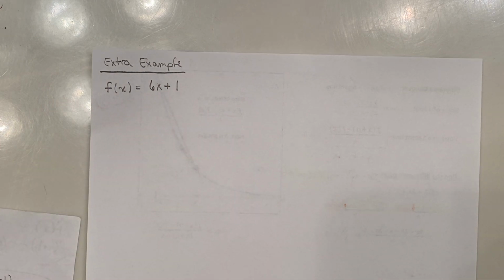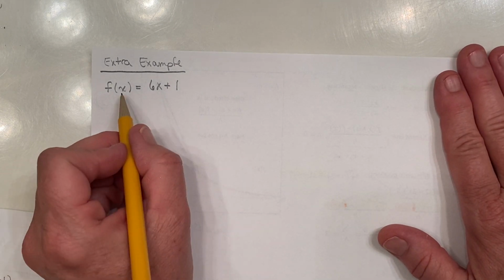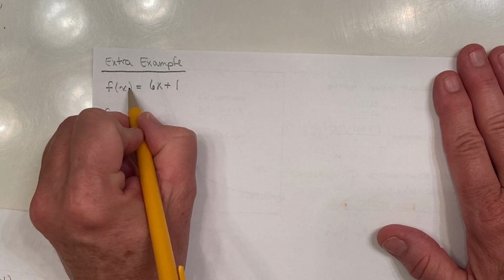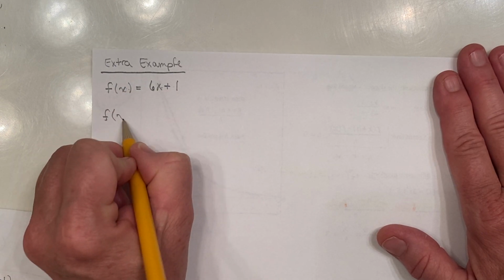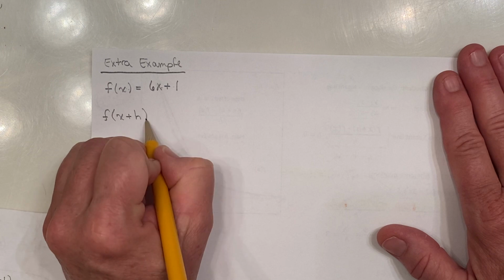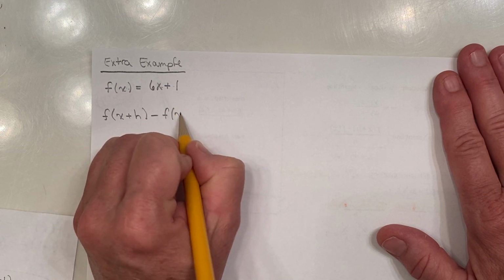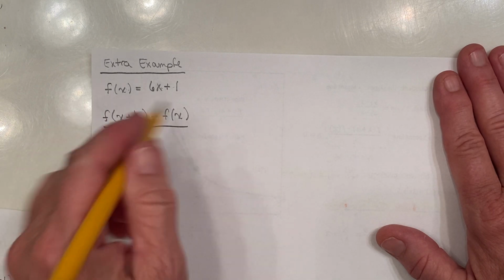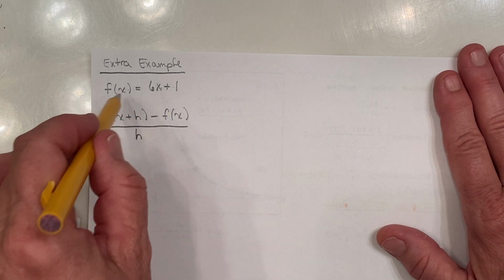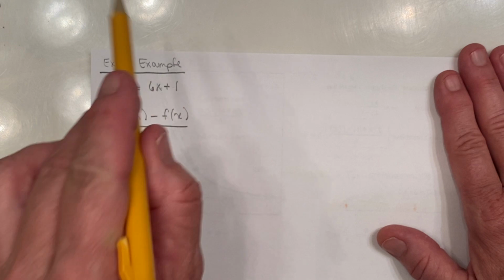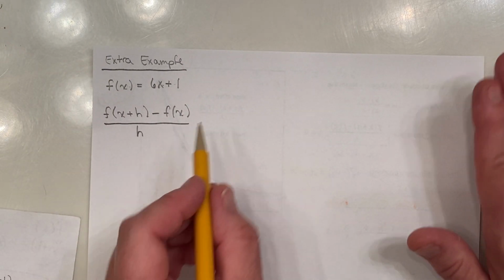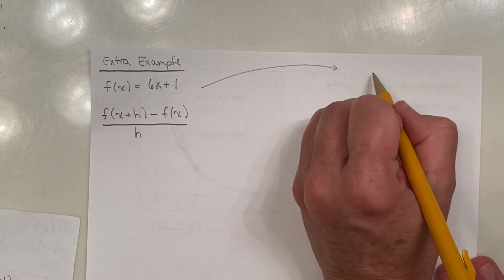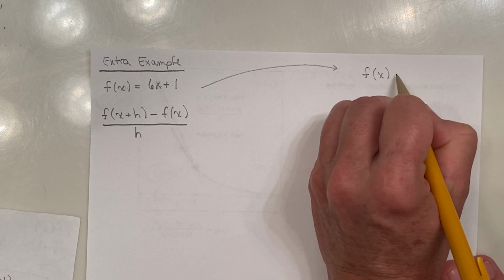Okay, how are the directions going to be worded and how we're going to know what to do? The directions will be worded something to this effect. Find the difference quotient for f of x equals 6x plus 1. And you will be given this formula. Here's the difference quotient formula. We want to find the difference quotient when the function is 6x plus 1. Okay, I might suggest coming over here and generating what else you need.